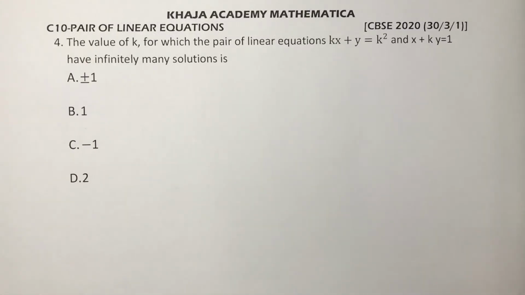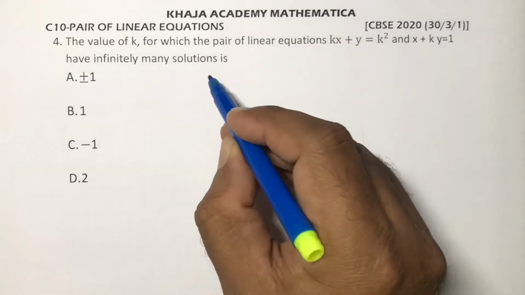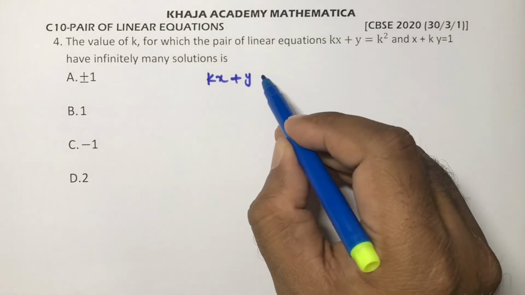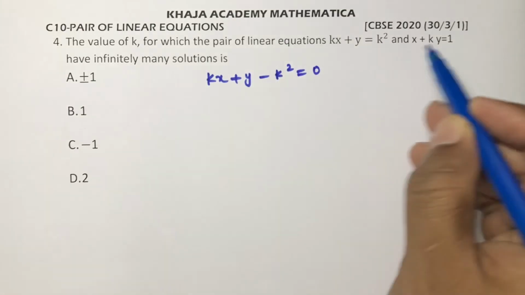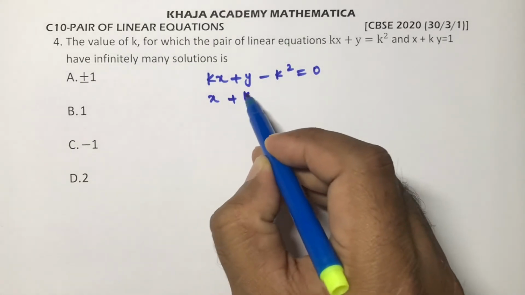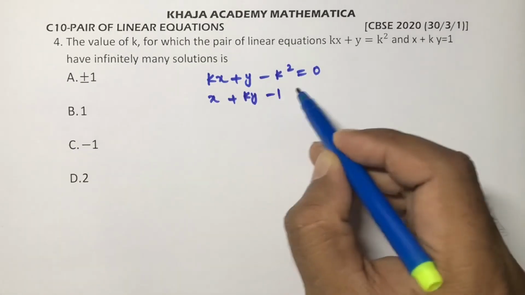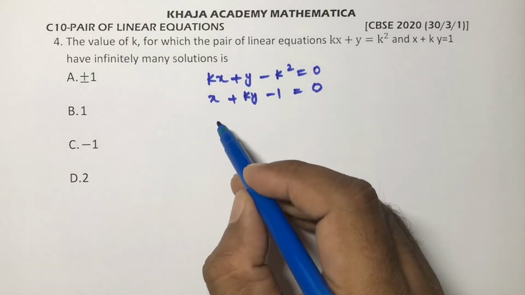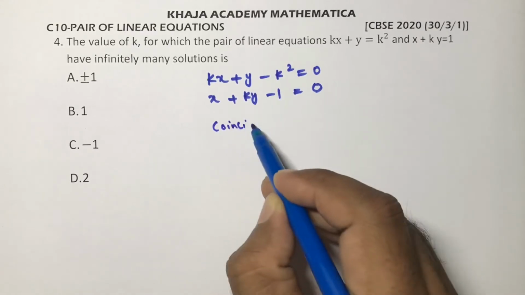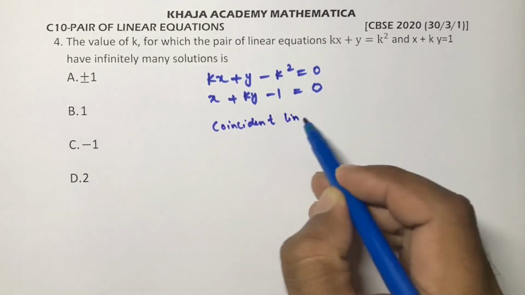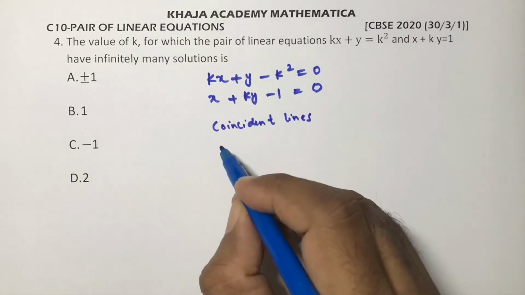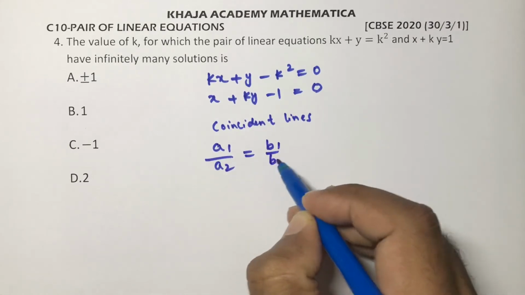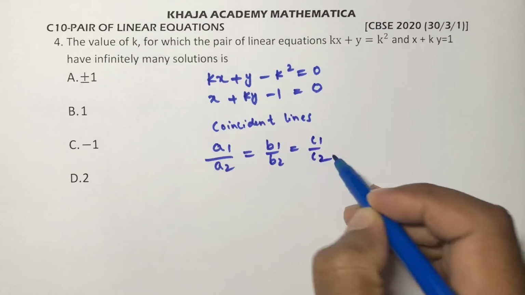The value of k for which the pair of linear equations kx plus y equals k square, so you can write kx plus y minus k square equals 0, and x plus ky minus 1 equals 0, has infinitely many solutions. Infinitely many solutions means the lines are coincident. As the lines are coincident, the condition is a1 by a2 equals b1 by b2 equals c1 by c2.